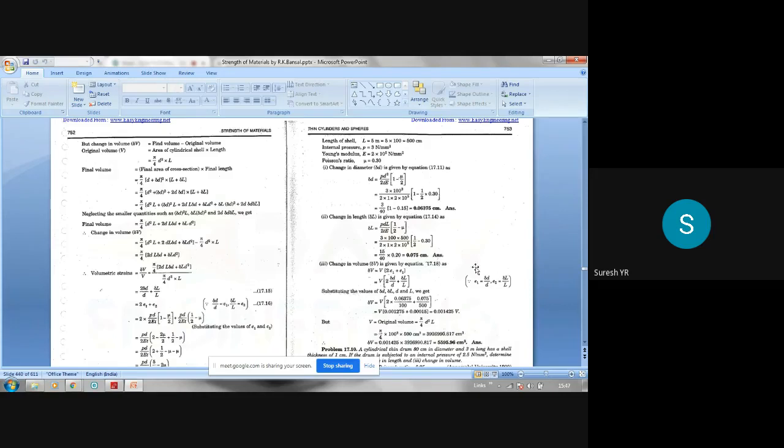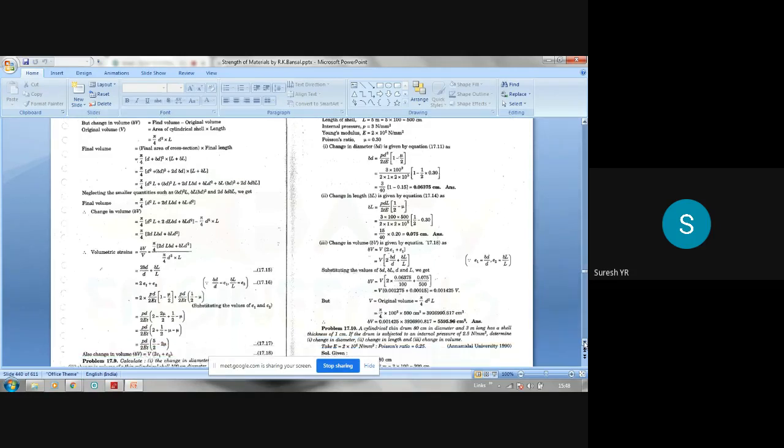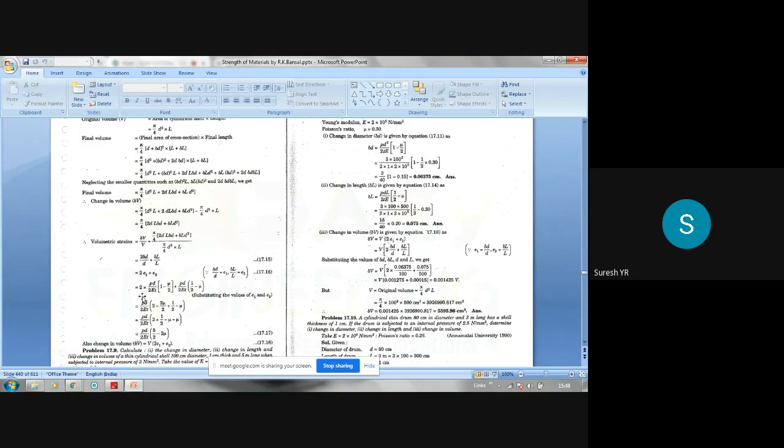So delta V is given by this simple expression. Delta V can be found out using two formulae. Either we can use this formula for finding delta V by V, then whatever you get, that you multiply by V, so you are going to get delta V. Otherwise, this easy method: 2 epsilon 1 plus epsilon 2 into V gives the change in volume naturally.